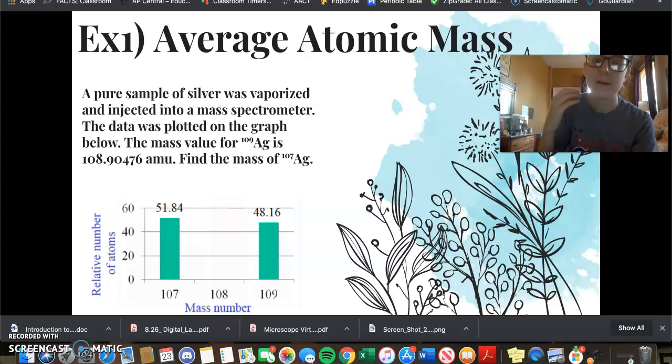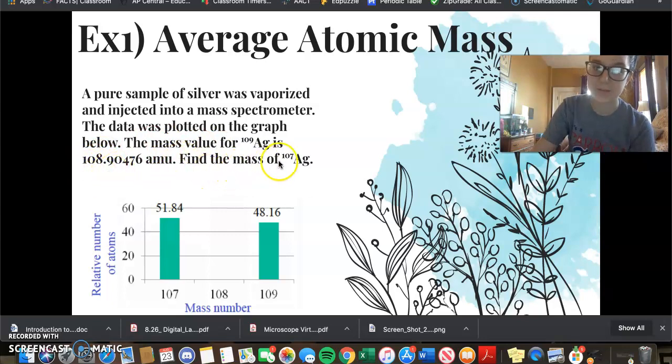So 51.84 plus 48.16 is going to equal 100. So essentially, 51.84% of the ions detected were silver 107. 48.16% were silver 109. The mass value, or the atomic mass, you could say, I know it's not the atomic mass on the periodic table, for 109 is 108.90476. You'll notice it's close to 109, but not exactly 109. If it doesn't give you that value of what the actual mass value is, usually it's okay to just round to 109 because, again, it is so close to it.